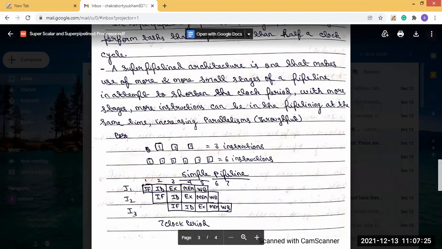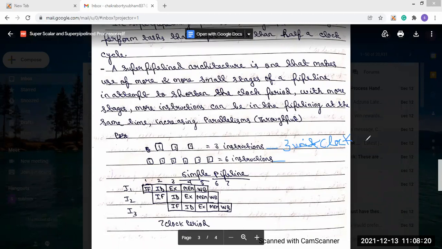Let's say previously, in a normal pipeline, there are 3 instructions. Now 3 instructions will execute in 3 units of time. That means in each unit of time one instruction gets executed. But what does super pipelining do? We have said that super pipelining requires half a clock cycle. In a normal pipeline, in 3 clock cycles the 3 instructions get executed.